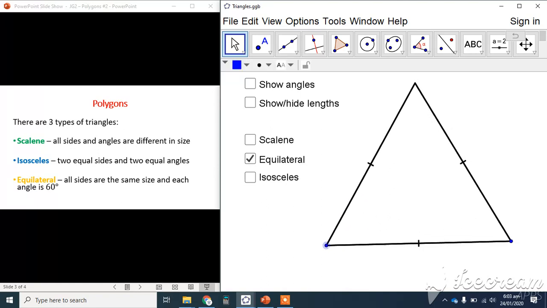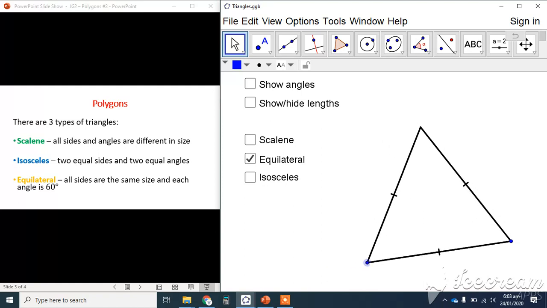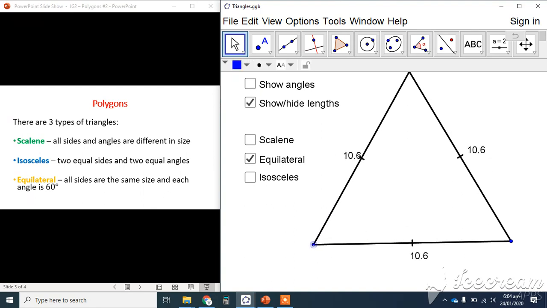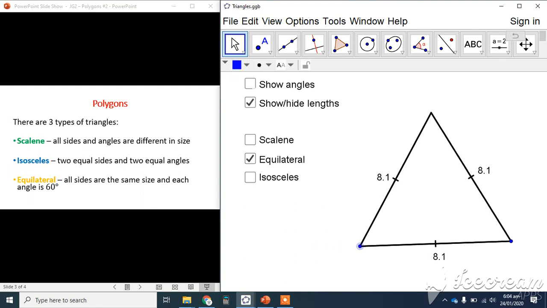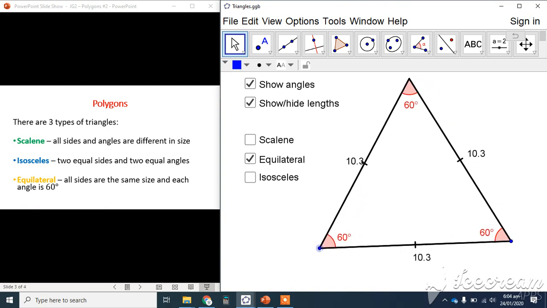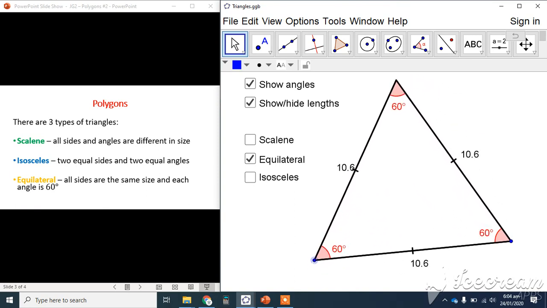Now an equilateral triangle, all sides are the same size and all angles are the same. So all sides are the same, that's why I've got these dashes on three sides, 1, 2, 3 dashes, all sides are equal. If I showed you all the lengths, they're all the same. And if I showed you each angle inside, they're all the same too. And because they're all the same, they're all 60 degrees. And they stay 60 no matter how big or small I make my equilateral triangle.